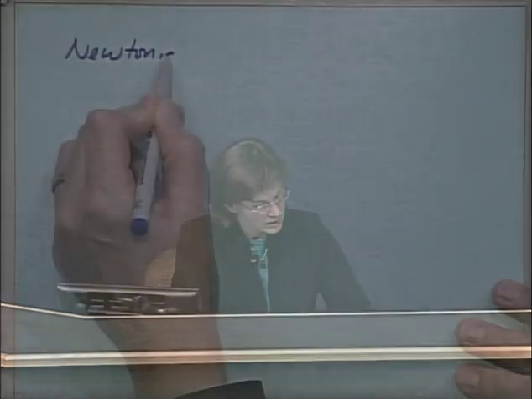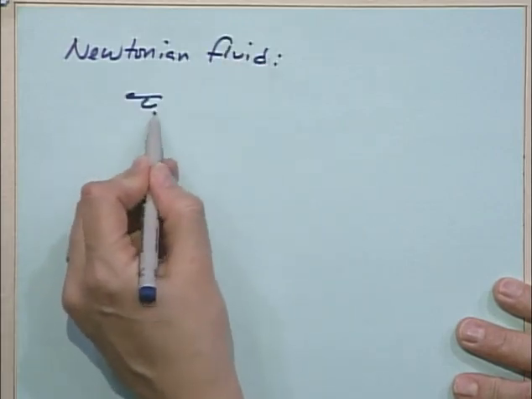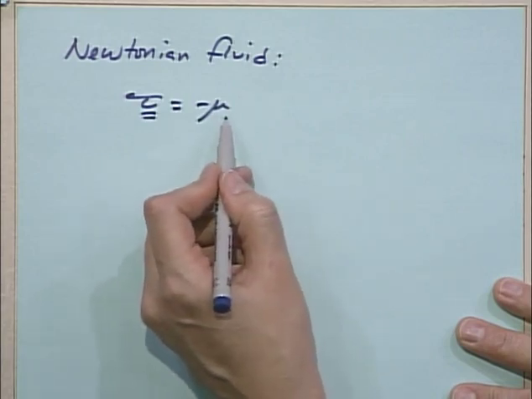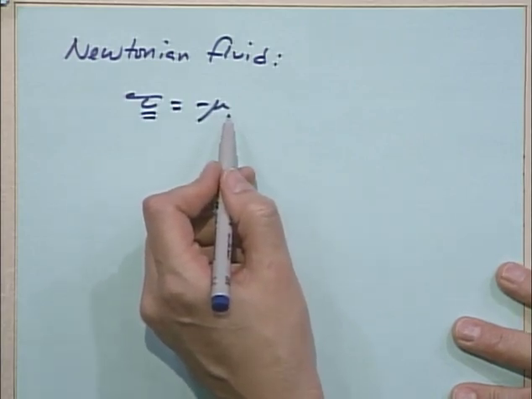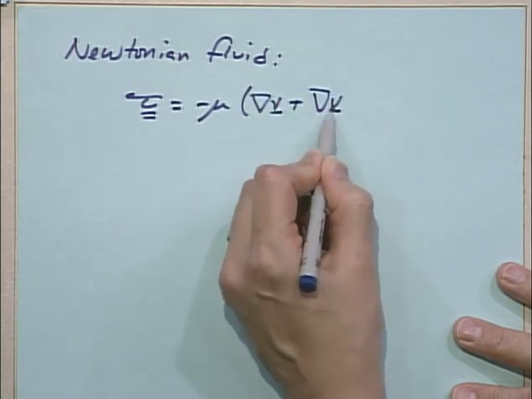For a Newtonian fluid, the stress under all circumstances is minus mu, which is a parameter of the model. It's just part of the model, del V plus del V transpose.